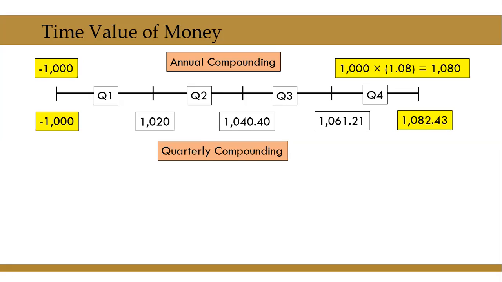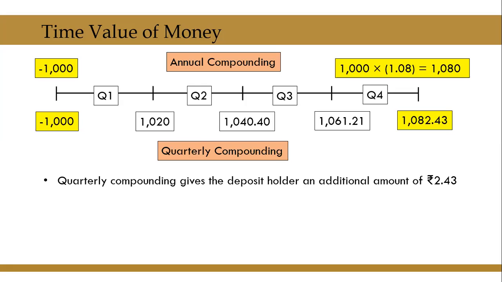In between Q1, Q2, Q3, you are not withdrawing anything. You are allowing that amount to be kept back in the bank. You are withdrawing only at the end of 1 year. Still, the amount has been cumulated and compounded 4 times in a year under quarterly compounding, whereas in annual compounding, the compounding happened only once. Quarterly compounding gives the deposit holder an additional amount of rupees 2.43 in this example.